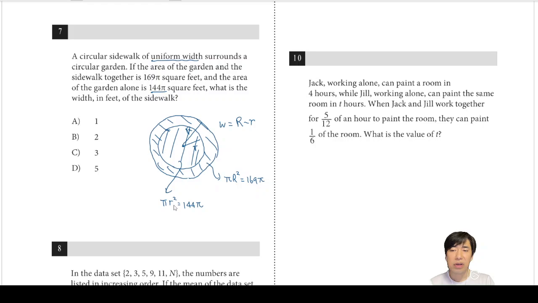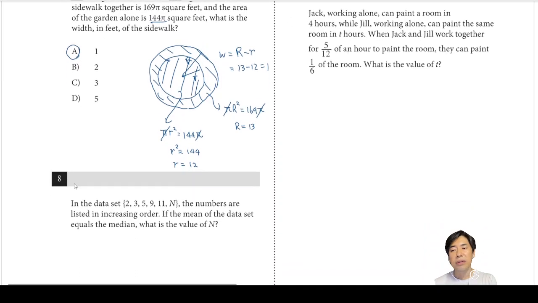So let's find out what those values are. So here r squared is, let's cancel out this pi, it's 144. So r must be 12. Here, let's cancel this pi. So R is equal to 13. So what is the difference between the two? That's 13 minus 12. It's 1. Okay, so the answer is A.